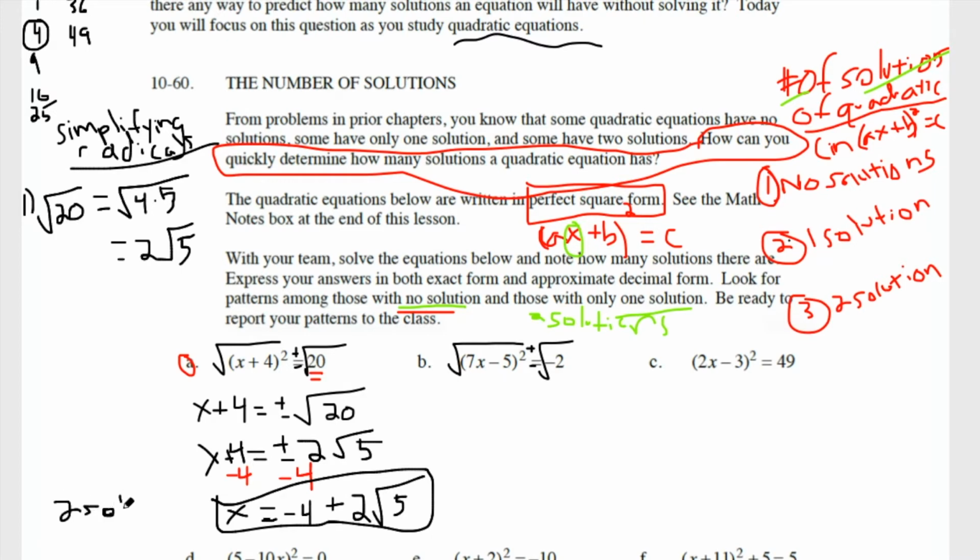And maybe we have a guess as to why, but let's keep doing problems before we fill in our notes in red here on the upper right side. 2 solutions. So this one would go with number 3 right here. So why would there be 2 solutions there?